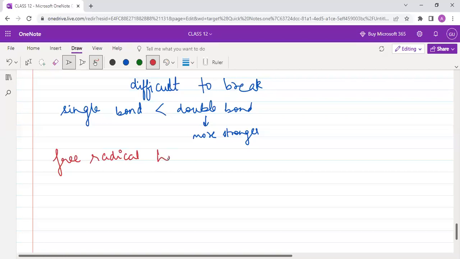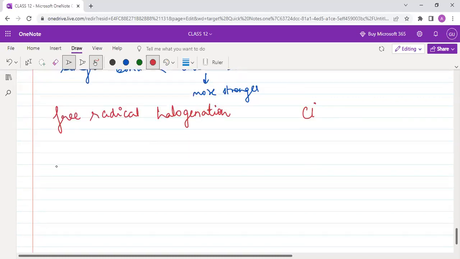Free radicals. The species having an unpaired electron, like this Cl free radical. Remember, this unpaired electron. Species like this are called free radicals.